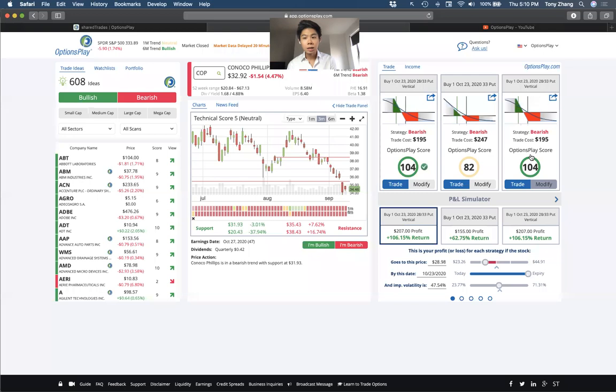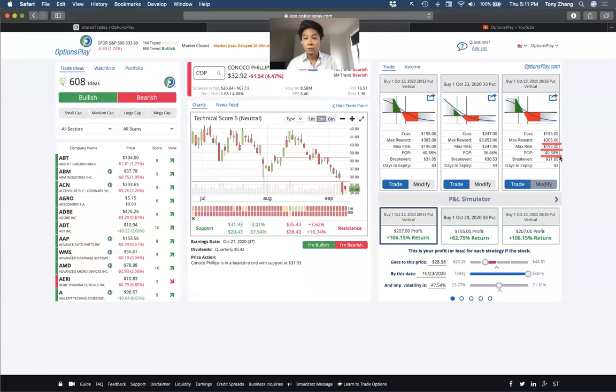So the same way that a poker player calculates what is my potential reward, what is my potential risk, and what is my probability of success, those are the three things that go into a poker player deciding whether they want to play that hand or fold. That's how we created the OptionsPlay score.